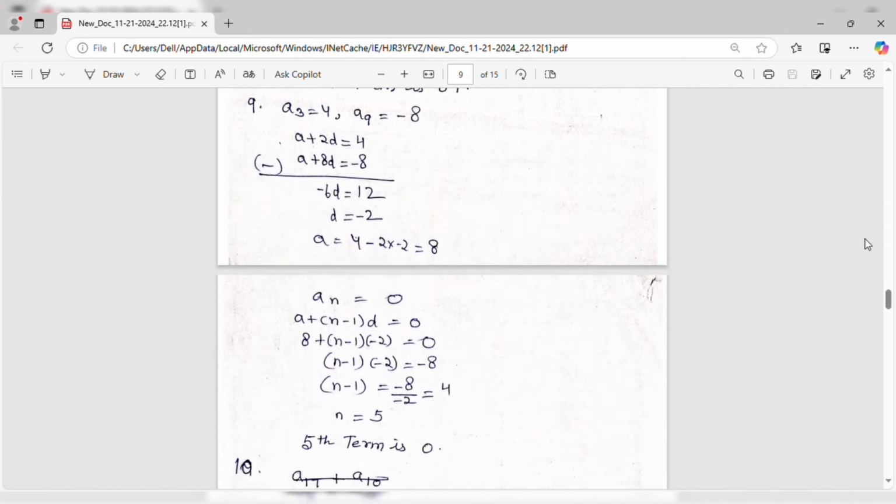In the ninth question, if the third and the ninth terms of an AP are 4 and minus 8 respectively, which term of this AP is 0? So we will take an as 0, and we have to find what n is for 0. Again we will frame two equations for the given terms, and we will solve them, and we will get d as minus 2 and a as 8, and a plus n minus 1 into d is equal to 0, and after solving this we will get n as 5. So 0 is the fifth term of this AP.